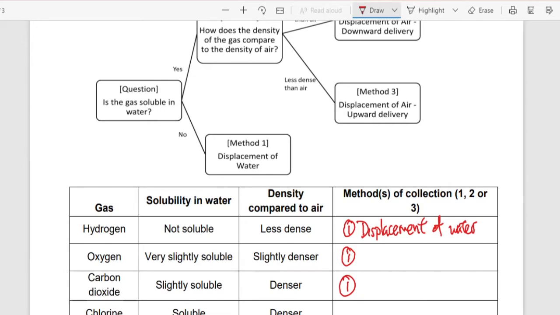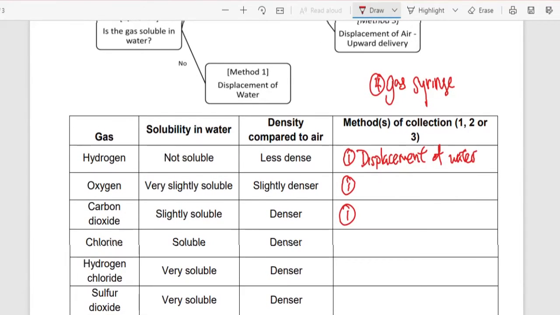Okay, now question. Can I use gas syringe? Method 4, gas syringe. Remember I told you, as you have done this worksheet, all gases can be collected using gas syringe. So actually gas syringe is applicable to all.